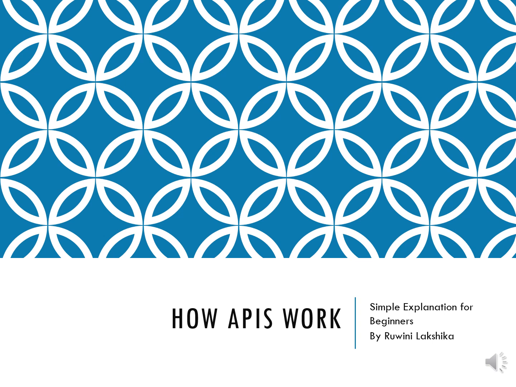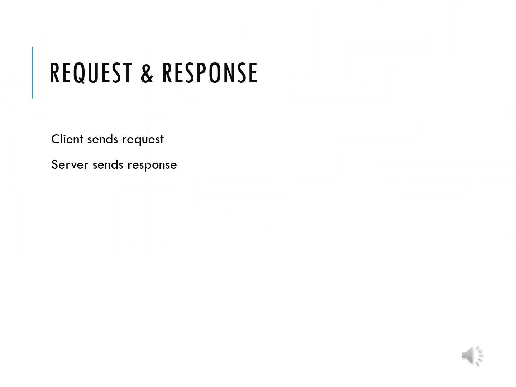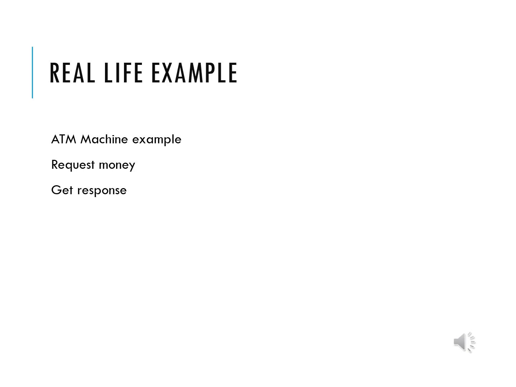Now let's understand how APIs work step by step. An API works using a request and response model. The client sends a request, and the server sends a response. Think about an ATM machine. You request money. The bank checks your account and gives a response. This is how an API works.